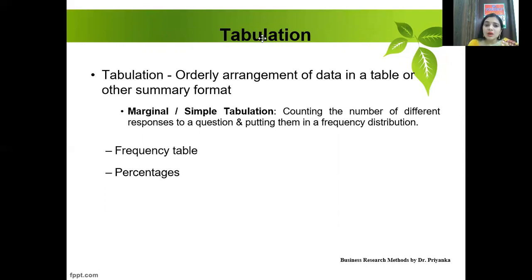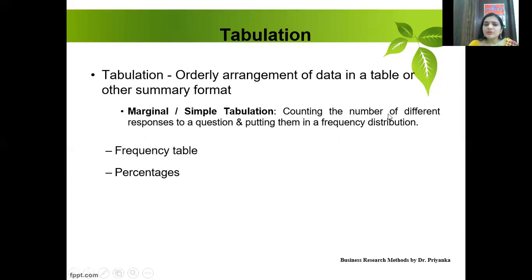For example, you have data of 10,000 employees of a company, and you can't just see anything over there. But if you tabulate the whole data in the form of their education, their performances and other things, then you will be able to read the data more efficiently and more easily, and that too within the limited time you have. So tabulation is the orderly arrangement of data in a table or other summary format. This can be divided into two parts: frequency table or percentages.